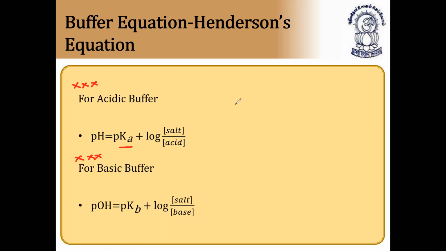Let us say for example, buffer solution CH3COOH plus CH3COONa. What is this called? This is called acidic buffer solution. Now for this, how to calculate pH?